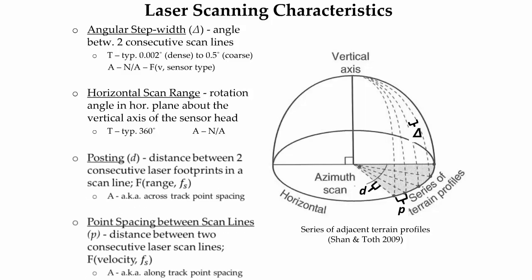The last 2 terms define the resolution of the data at a fixed distance from the sensor. Posting, denoted by D in the graphic, is the distance between 2 consecutive laser footprints in a scan line. Point spacing between scan lines, denoted by P in the graphic, refers to the distance between 2 consecutive laser scan lines.